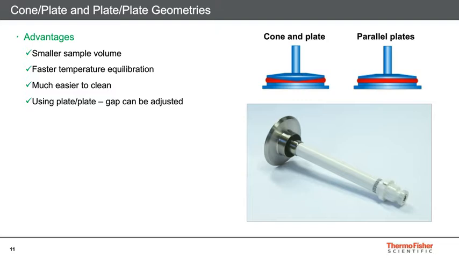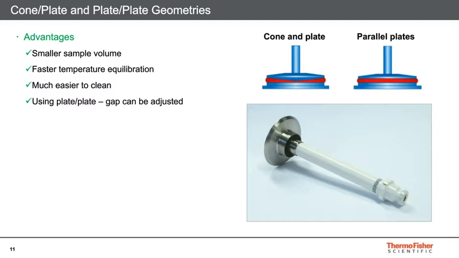temperature. Because this top plate or cone basically separates entirely from the bottom plate, and just cleaning those two surfaces, it's much easier to clean. You're just cleaning the bottom surface of that cone or top plate and then the top surface of the bottom plate. And if you're using the parallel plate setup, that gap height can be adjusted.